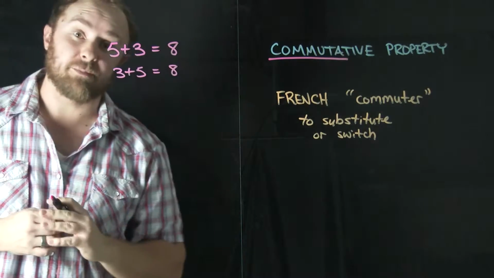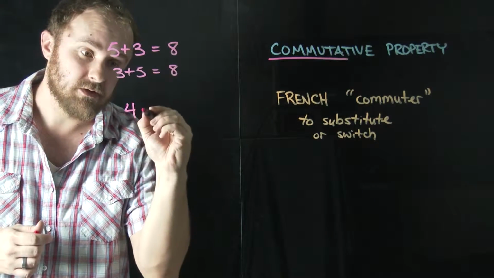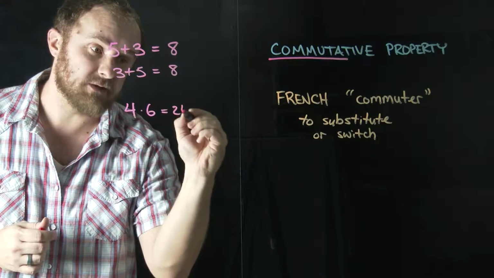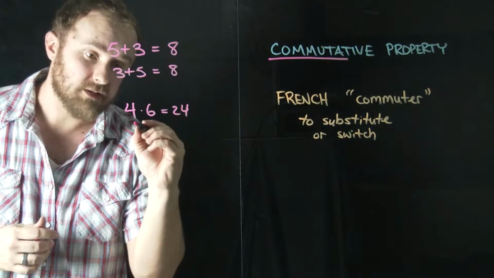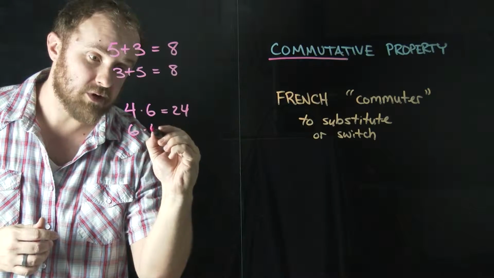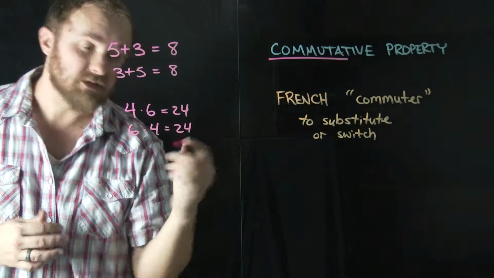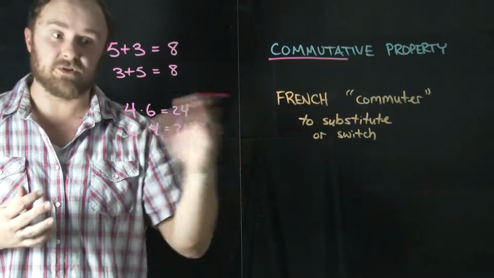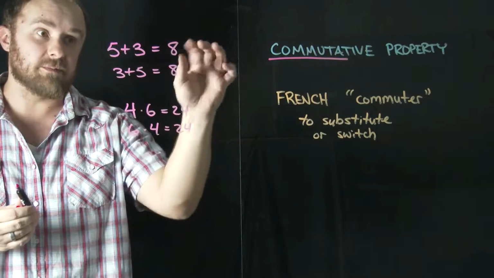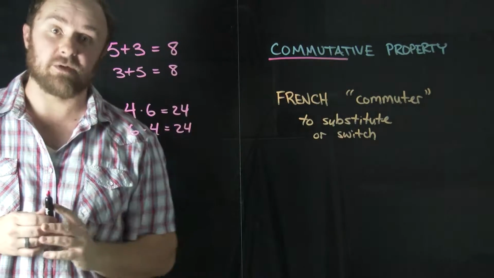It also holds true for the operation of multiplication. 4 times 6 we know is 24, but 24 is also the product of 6 times 4. So it doesn't matter how I write that, I can substitute or switch those numbers without messing up the result or changing the end quantity.